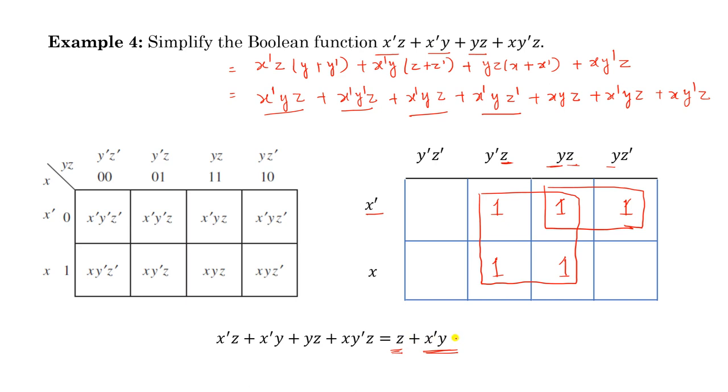So these are the different cases. I hope that you got the concept of K-map with three variables and how we can reduce a Boolean function using K-map with three variables.